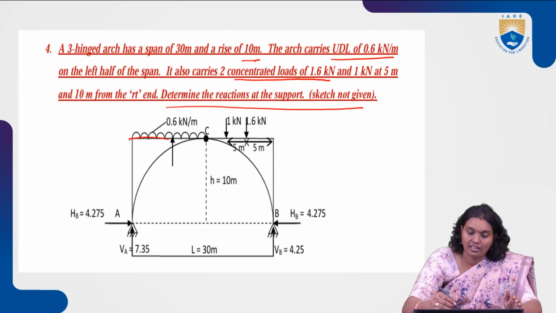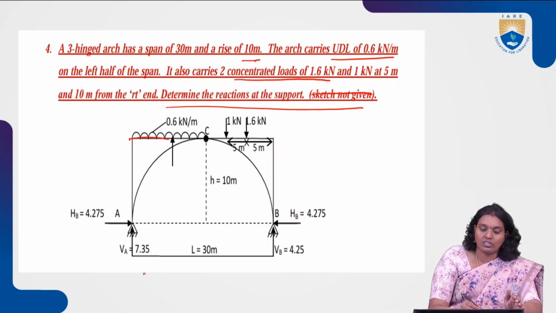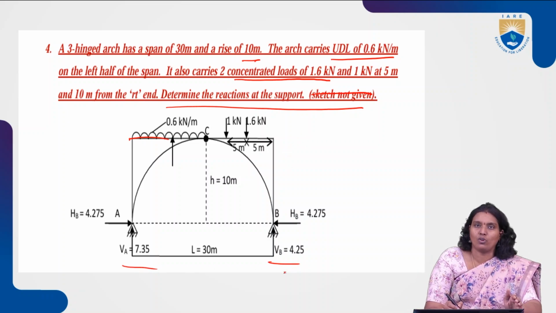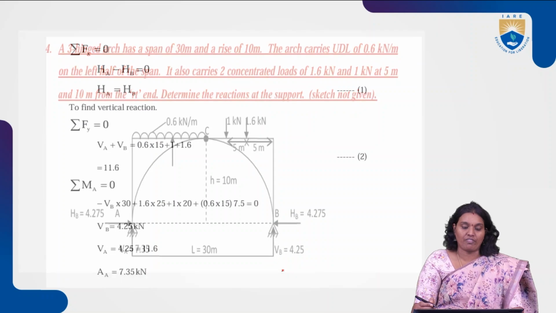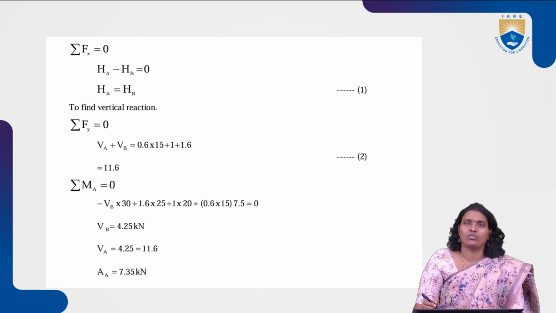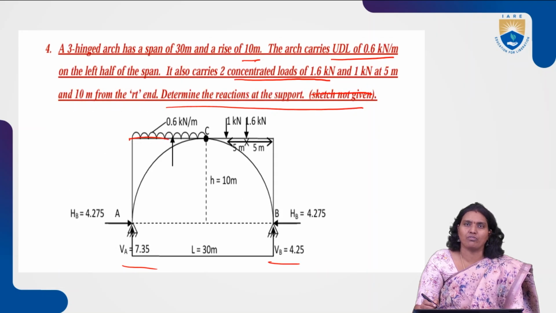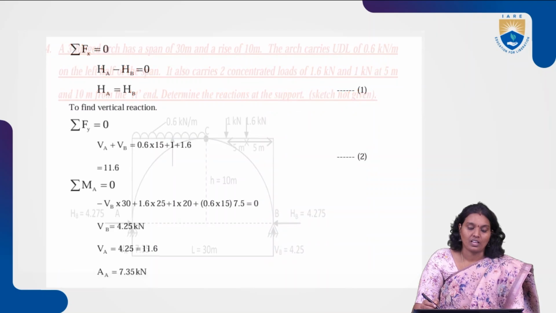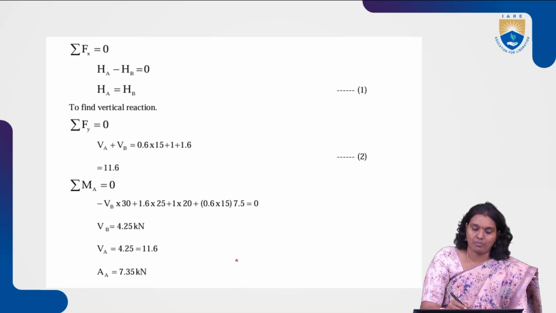If the sketch is not given, here we draw the sketch. Now find out the vertical and horizontal reactions. As per the conditions we find out these horizontal and vertical reactions, as per the moments. From this we are going to find out the vertical and horizontal reactions as per the previous.